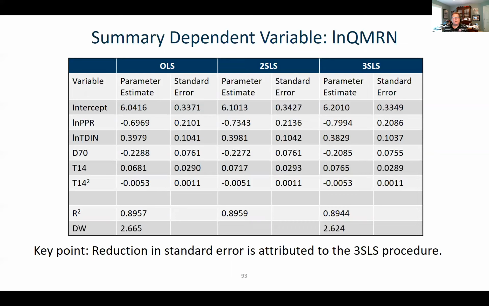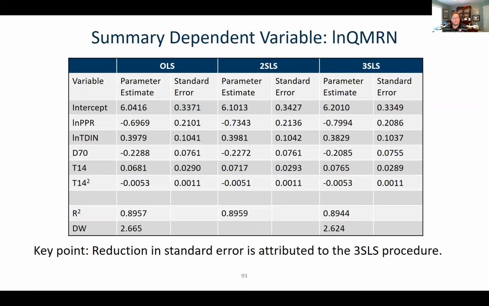So in this first equation, LQMRN, if you were to write this thing out as 0.383 times LTDIN minus 2.2085 times D7 plus 0.0766 times T14, et cetera, because there are 17 of these variables. These coefficients are the impact multipliers and the correct marginal effects.